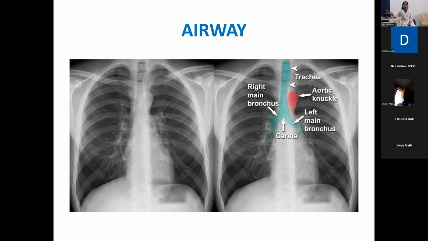So first we'll look for airways. In a normal chest X-ray, you can see the trachea. In airways you must be able to see the trachea properly.